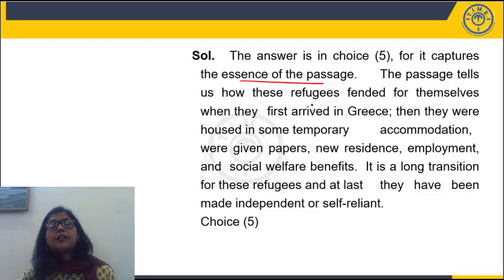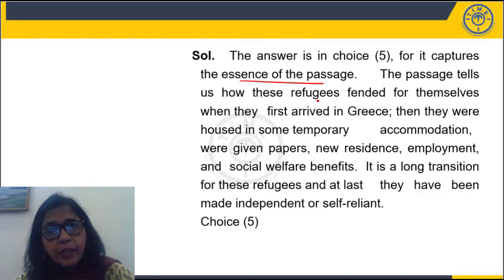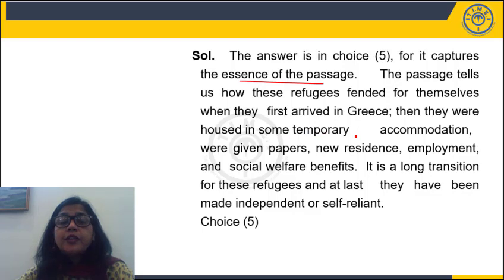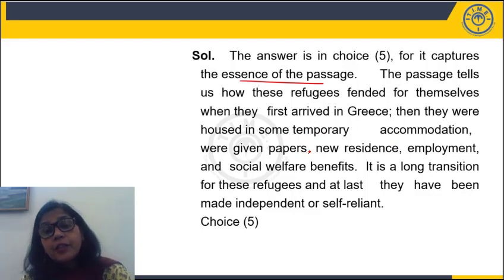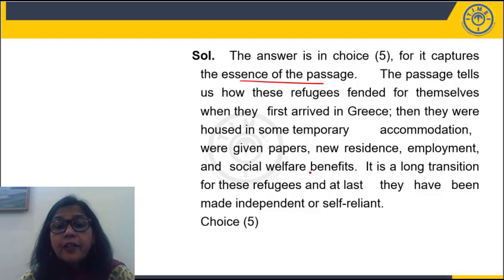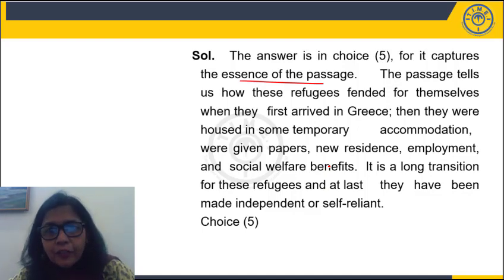That how the refugees, first they were in camps, then they were evicted from there, then the problems that they faced, right? Then they were housed in some temporary accommodation, given papers, new residents, employment, social welfare benefits. Not all of them got it. That's also stated there, right? It is a long transition for these refugees, and at last the intention was to make them self-reliant, independent, plus that they would mingle and mix with the general population and become part of the country then.